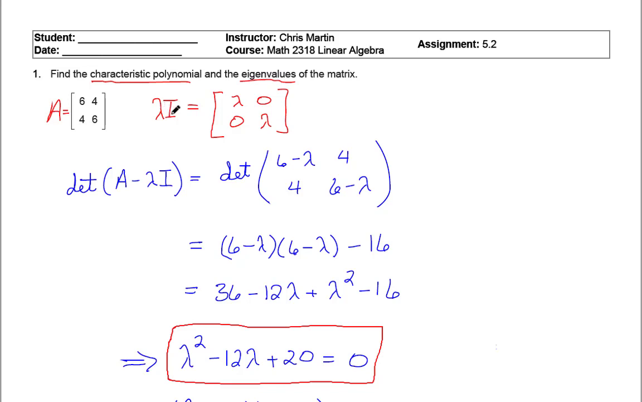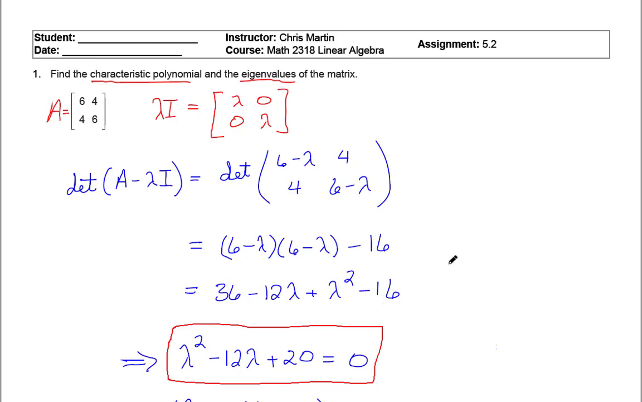We have lambda I, which has lambda down the diagonals. So we form the determinant of A minus lambda I. All right, so that's pretty easy to form. The determinant, we multiply down and subtract the 16. And so we get 36 minus 12 lambda plus lambda squared minus 16.